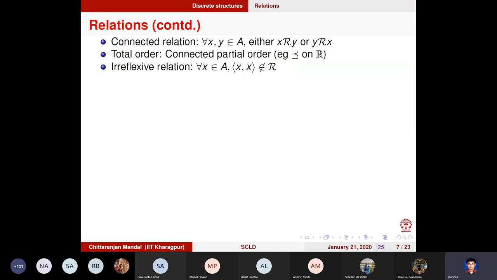Asymmetric we talked about earlier. If x is related to y, y cannot be related to x. If x is greater than y, y cannot be greater than x. It's an asymmetric relation.